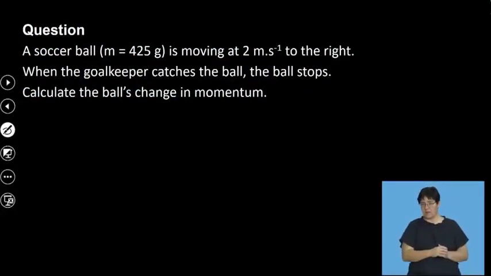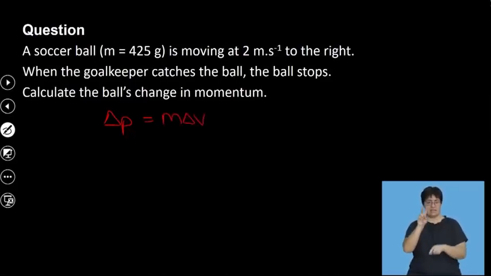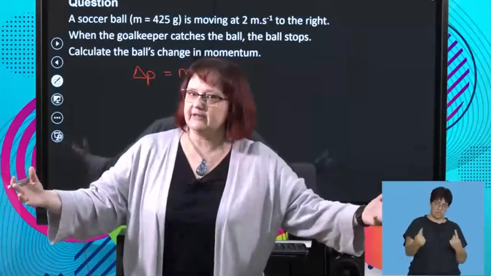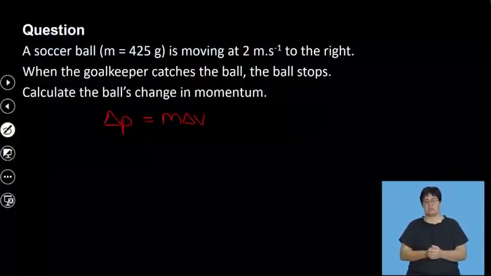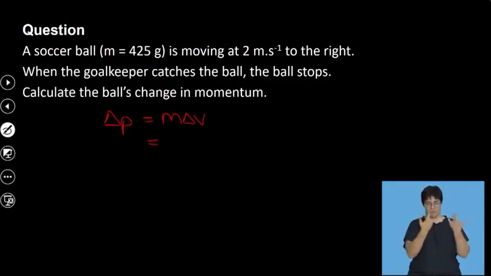So, we could draw a diagram, but I think this one's easy to understand. So we're going to do change in momentum. This time I'm going to start by saying that it's m delta v. It's one of the equations. We know we can use it as it is. Okay, again, if you want to go calculate the final momentum, calculate the initial momentum, minus them from each other, you're welcome to do that. Okay, so my mass, because we worked it out last time, 0.425.